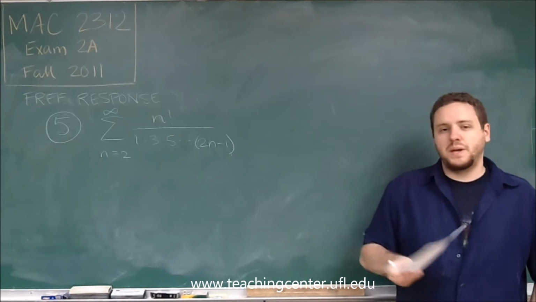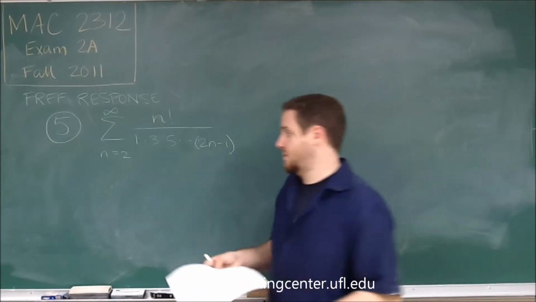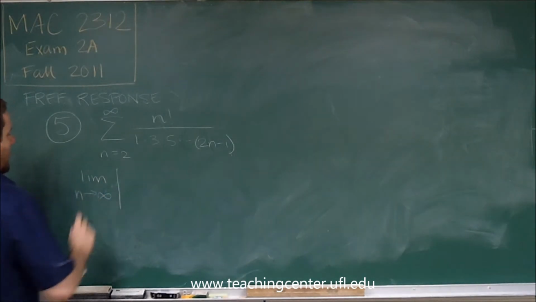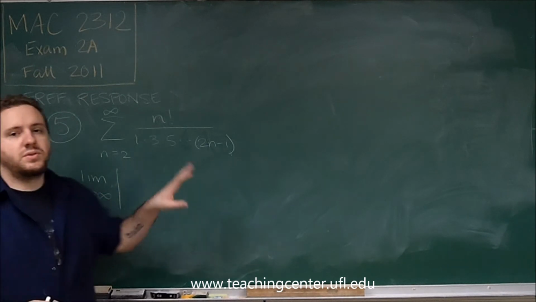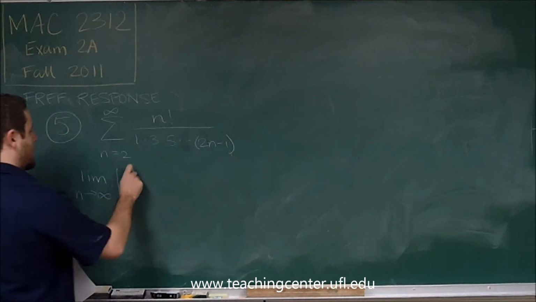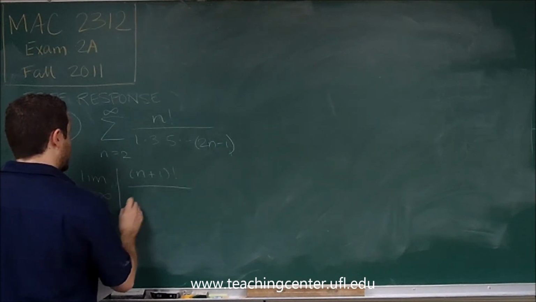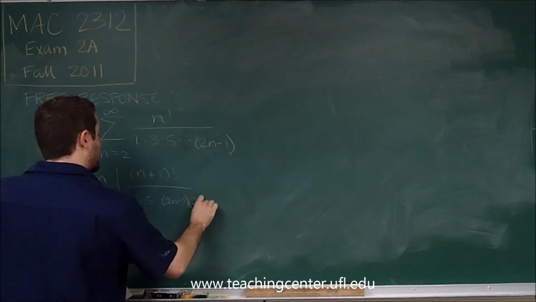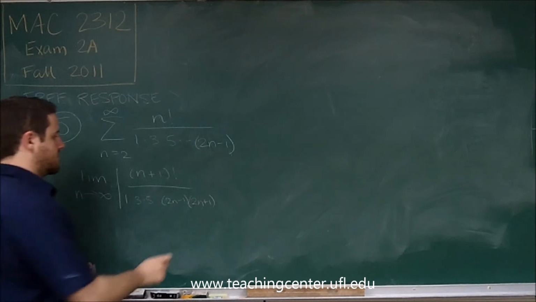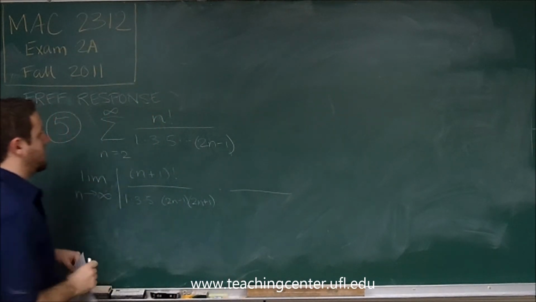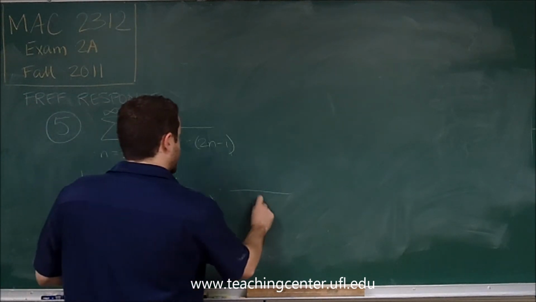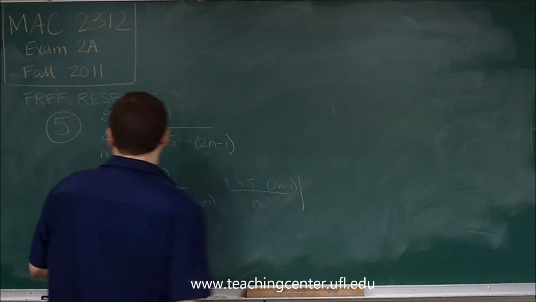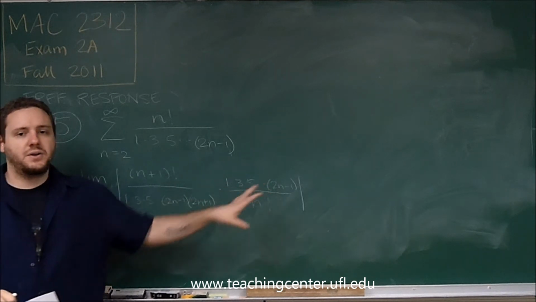When you look at this, you see factorial, repeated multiplication, you should immediately think ratio test. So remember, for the ratio test, we're taking the limit as n goes to infinity of the n plus 1th term times the reciprocal of the nth term. So we have n plus 1 factorial over 1, 3, 5, up through 2n minus 1. The next term would be 2n plus 1 of that one. So now we multiply by the reciprocal of the nth term, which is just this, but the reciprocal of it. So we're taking the limit as n goes to infinity of the absolute value of this entire thing.